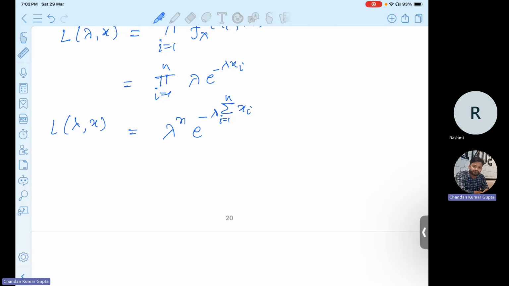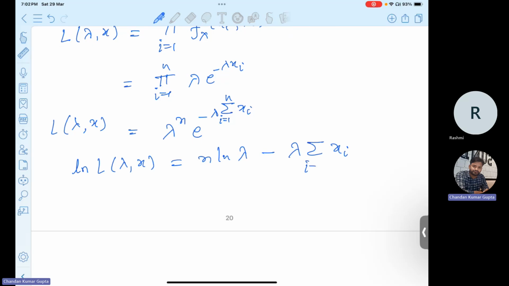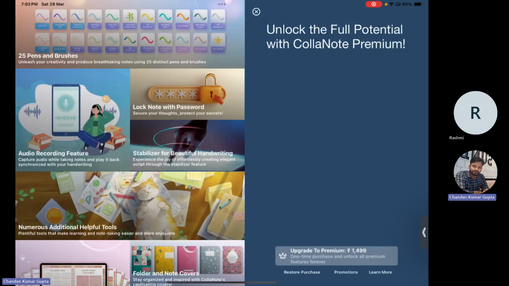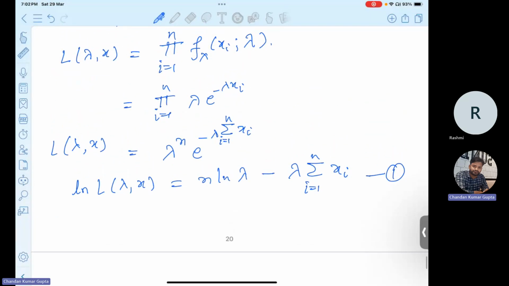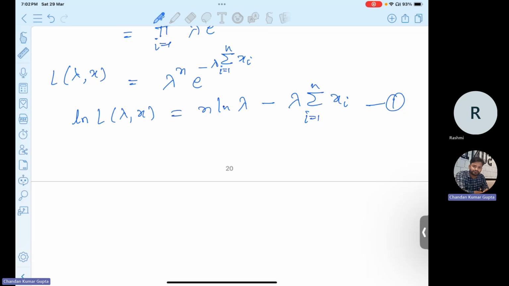So taking log on both sides, it is n log lambda minus lambda times the summation of xi from 1 to n. It is quite simple. This is the log likelihood function, equation 1. Now, the second step is to find the value of the parameter lambda for which this log likelihood function is maximized. We can use calculus, where we first differentiate this with respect to lambda.